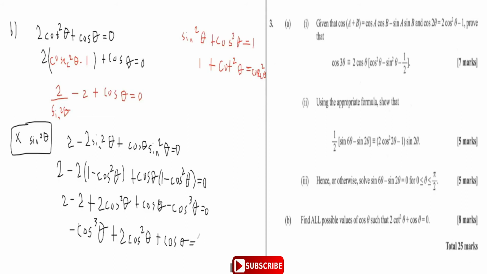Now what I'm going to do is divide through by -1, because I don't like when my first term is negative. So I'm going to divide through by -1 to rewrite it as cos cubed theta minus 2 cos squared theta minus cos theta is equal to 0. Okay, now we're almost finished. I really don't want to go to a new page, so I'm just going to take away these and make some space.